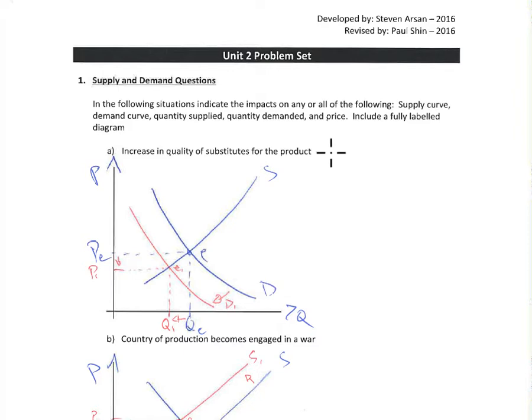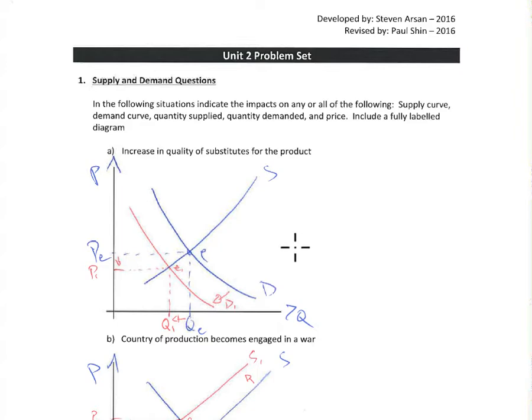Okay, so this graph is depicting the supply and demand of a product, and then it says that the substitute for that product. For example, if the product in question is Coca-Cola, it says an increase in the quality of a substitute for the product. So the quality of, say, Pepsi will increase. So this is showing supply and demand for Coca-Cola, while now Pepsi has gone up in quality.